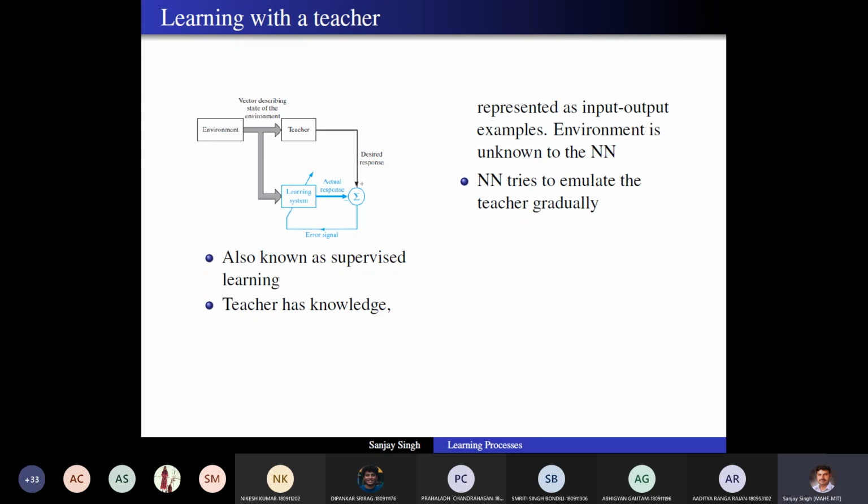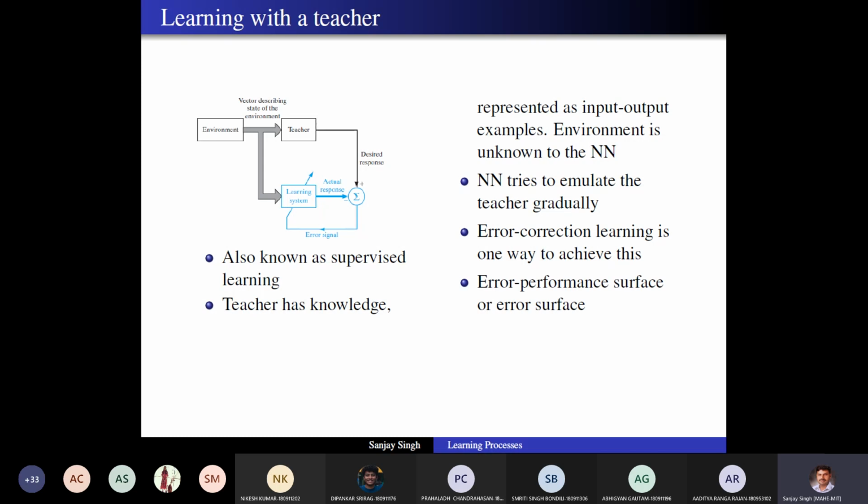Emulating the teacher gradually literally means that it has learned so that this input output formation happens. It learns the internal structure. So in the future, when you ask for this input, what is the output? You don't need any other output comparison. It produces it exactly. So this is what happens. Also, error correction learning is one way to achieve this, but there are many ways. The error performance surface, or error surface, we'll talk about later.